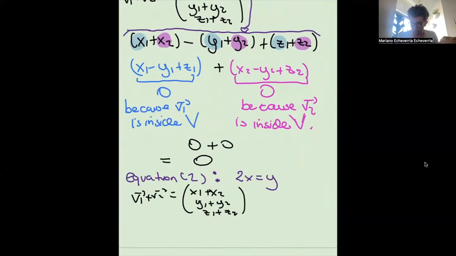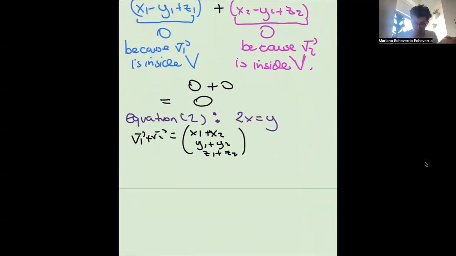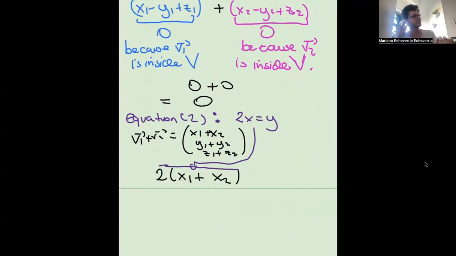So what's the sum? We have to check now 2 times x, but x here is now x1 plus x2. So we have to study 2 times (x1 plus x2), and we have to check whether that gives you y, but y in this case would be y1 plus y2. What's tricky sometimes here is that there are several variables in this problem, so you just have to identify how they're changing.